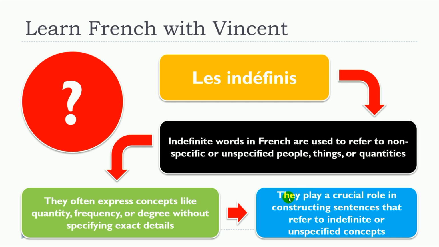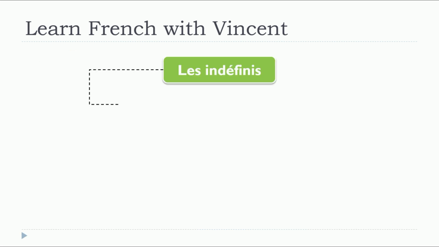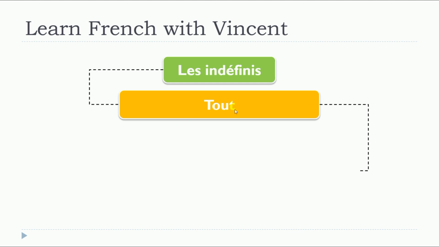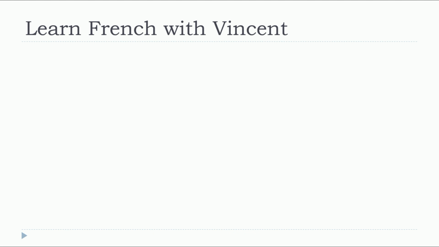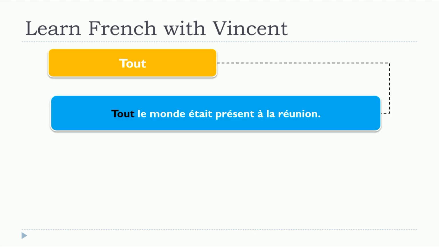And the last point, they play a crucial role in constructing sentences that refer to indefinite or unspecified concept. So clearly, if you don't really want to be specific, you will have to know and master les indéfinis. So in this lesson, we will see tout, and the indefinite tout can be translated to all, every, everyone, or everything in English. So we will see 4 examples with tout.